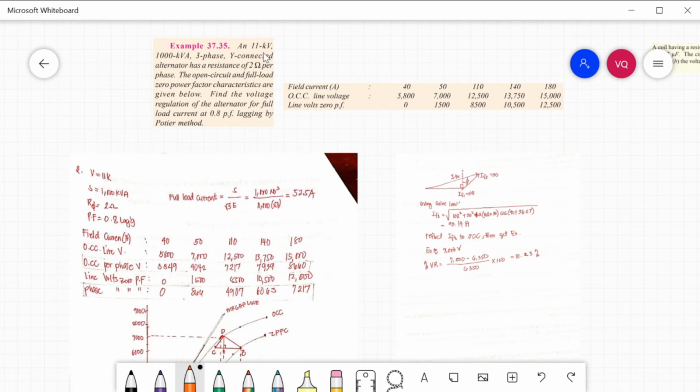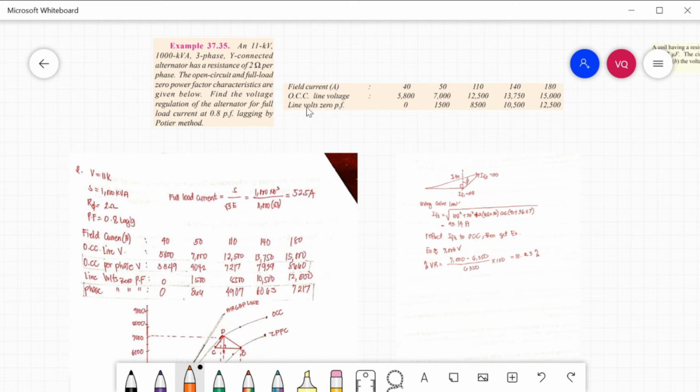An 11 kilovolt 1000 kVA 3-phase Y-connected alternator has a resistance of 2 ohm per phase. The open circuit and full load zero power factor characteristics are given. Find the voltage regulation of the alternator for full load current at 0.8 power factor lagging by the Potier method. So these are the open circuit and the zero power factor characteristic, and also the field current.